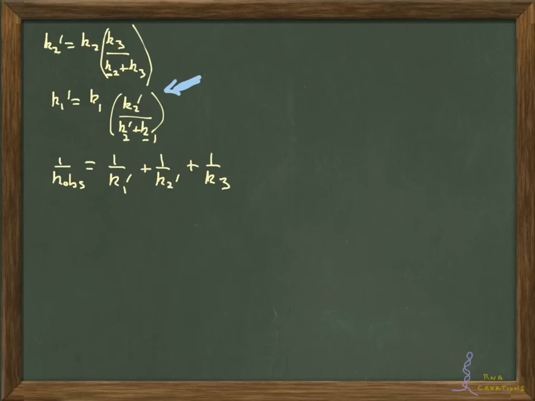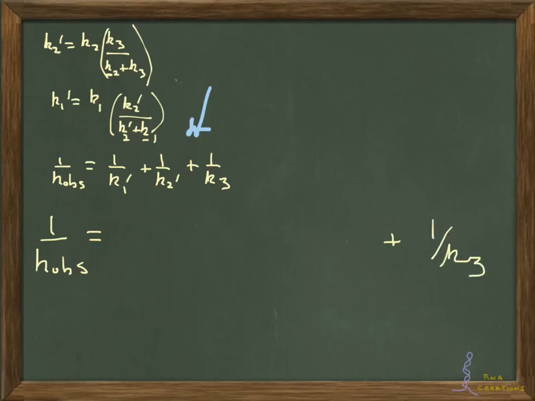Okay, so what I did is I just worked from the last equation. I left the 1 over k3. And then in place of the 1 over k2 prime, I took the upper one and inverted it, k minus 2 plus k3 over k2 k3.